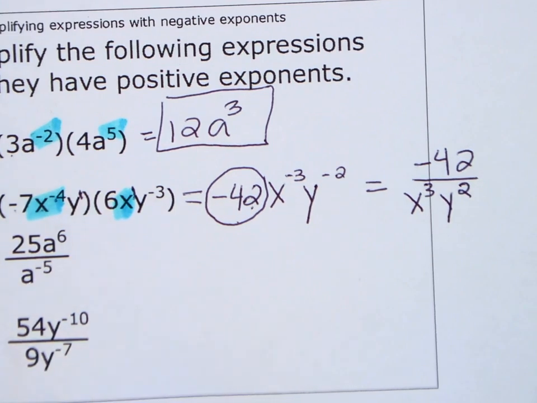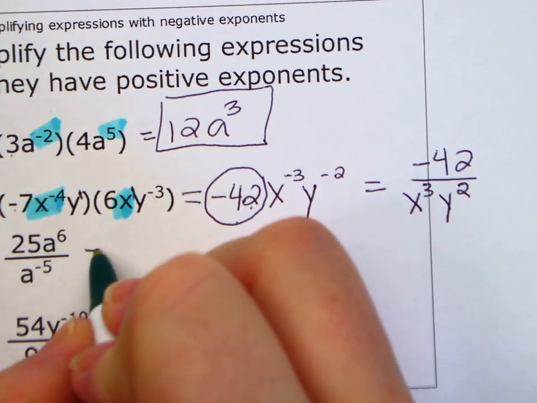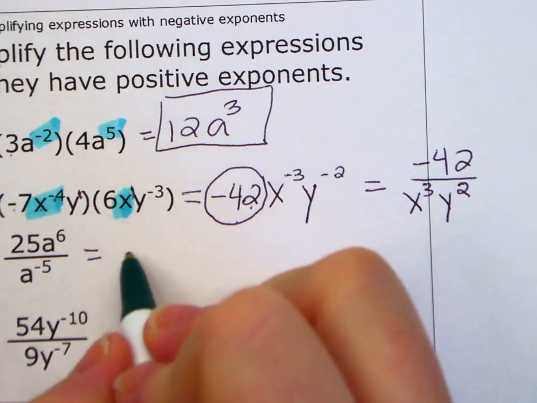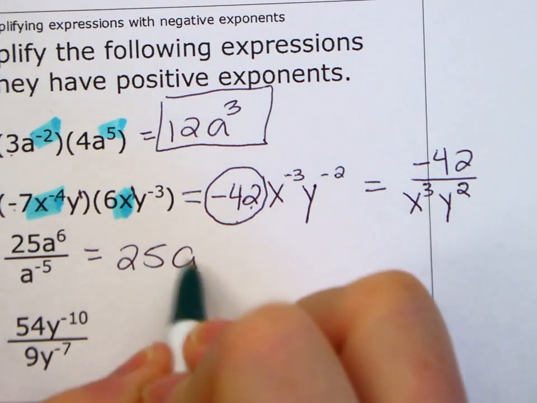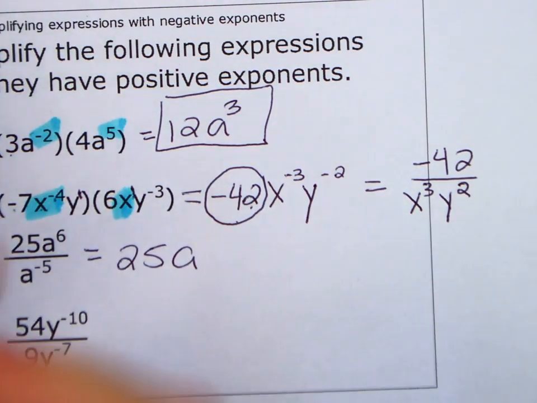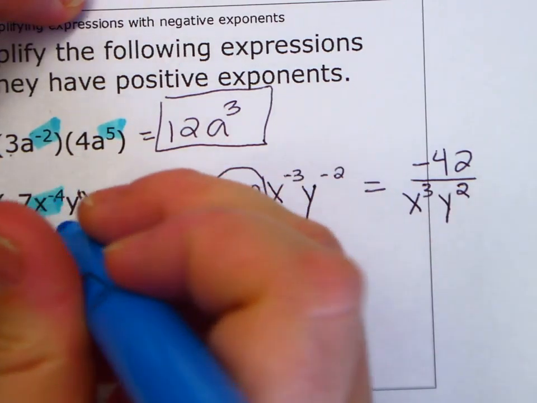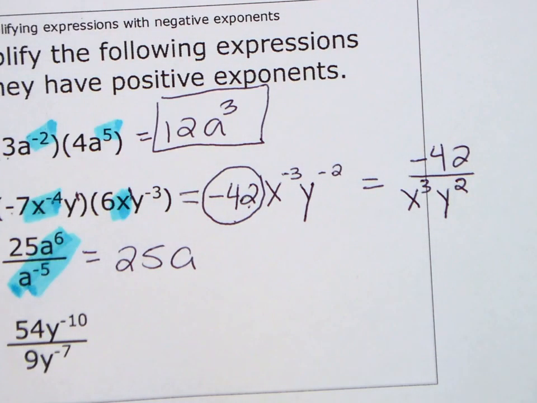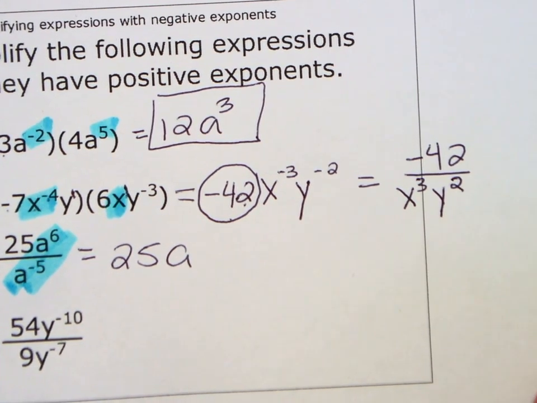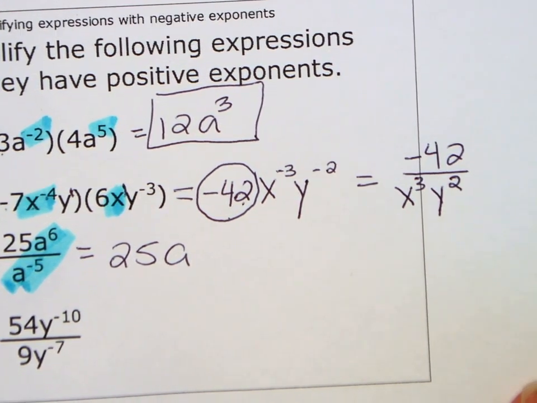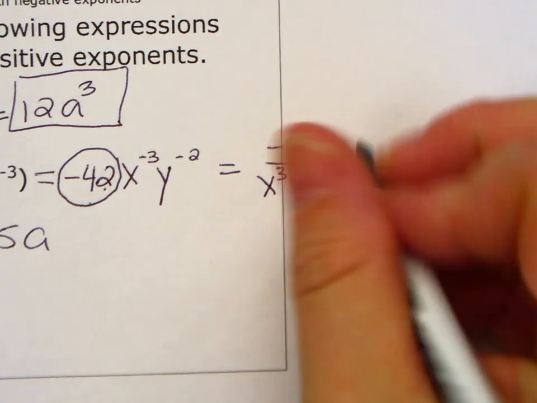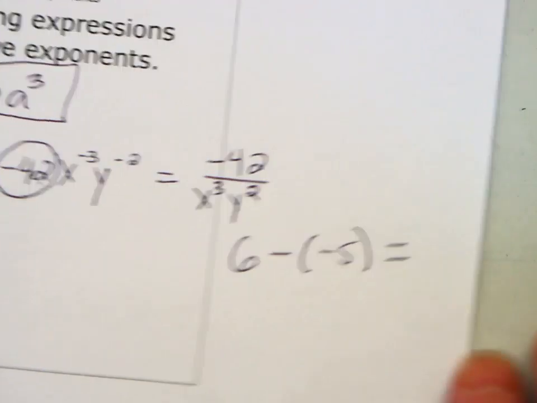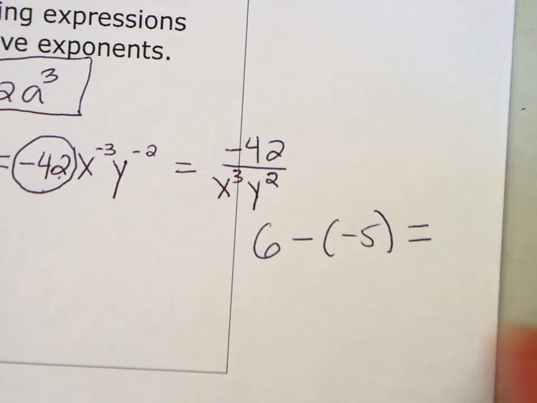Okay, done. All right, number 7. This one's tricky. Throws a lot of kids off. 25a. Now, what do you do to exponents when you divide? You subtract, right? So this is why the penny wars was good to do. All right, so we need to do 6 minus negative 5. Let's write that on the side. 6 minus negative 5. What is 6 minus negative 5?